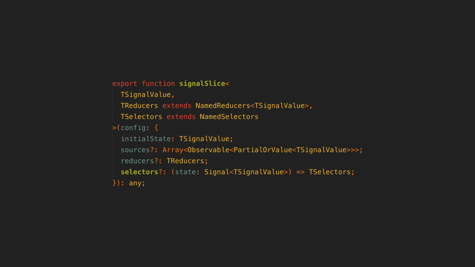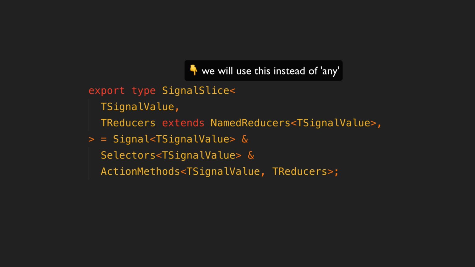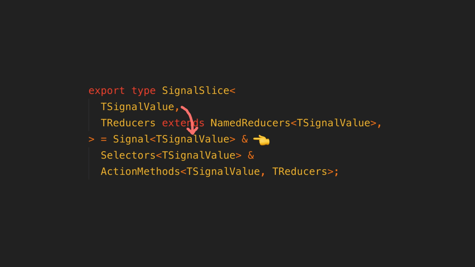We're almost done with typing the basic version of this utility, but we still need to define what it is that this signal slice function actually returns to us rather than just using any. We can define a type for signal slice that looks like this. There are actually some more things in the signal slice type, but we haven't talked about them in this video, so I'm just ignoring those to keep things from being confusing. The idea here is that our signal slice will return a signal that contains our tSignal value type, which we will pass in when using this type.